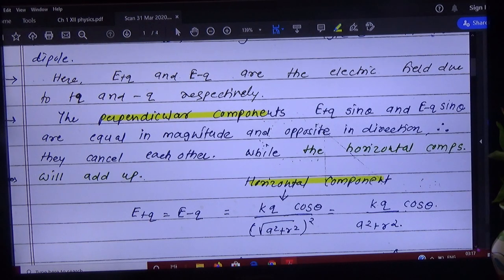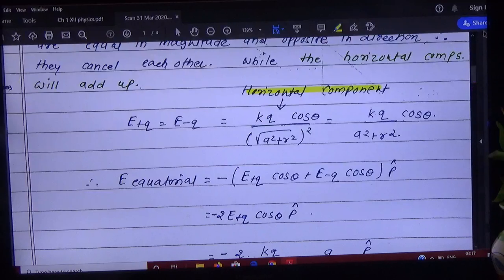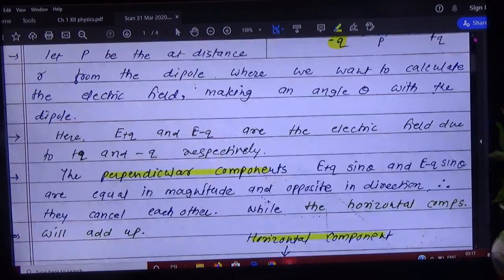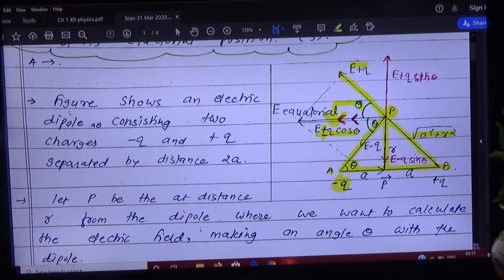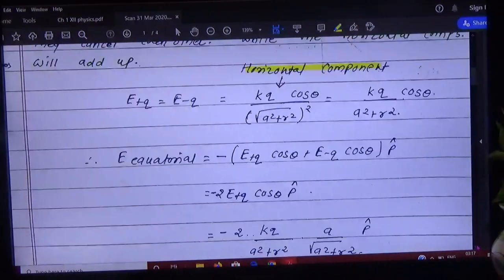So what is the electric field due to plus Q and minus Q charge? Well, you can write it down, kq by r square. R is this distance. So from the Pythagoras you can write it down. This is r square plus a square, so square root of a square plus r square will be the distance. So what are the horizontal components?